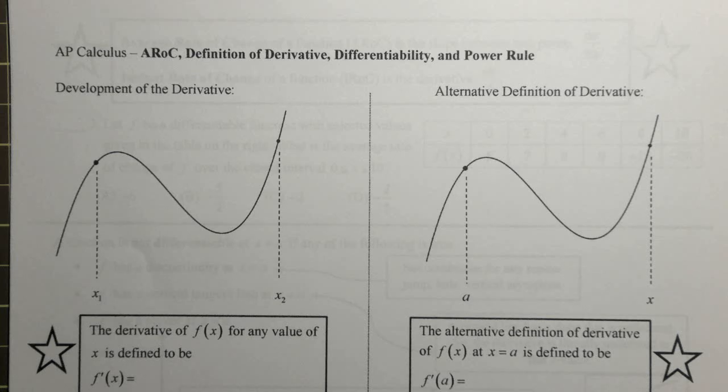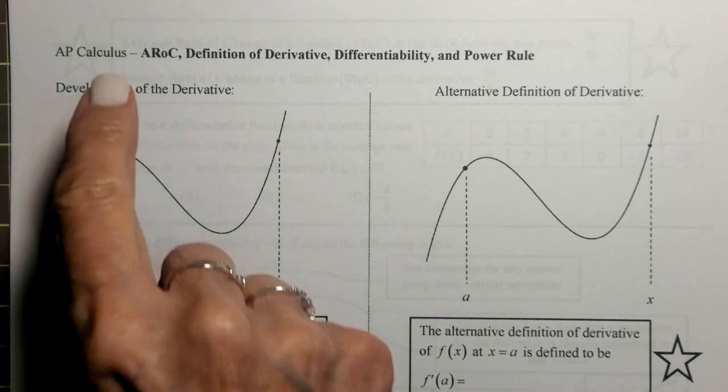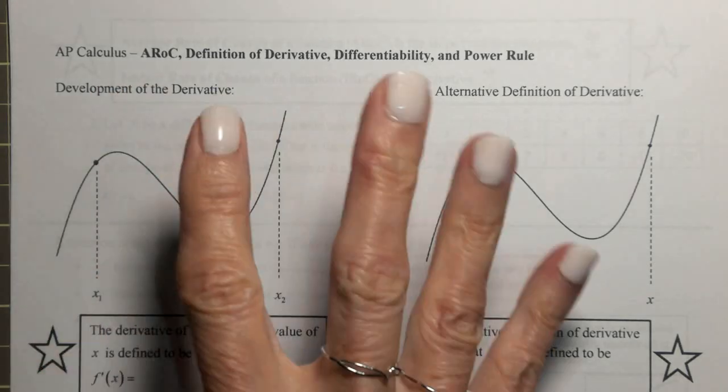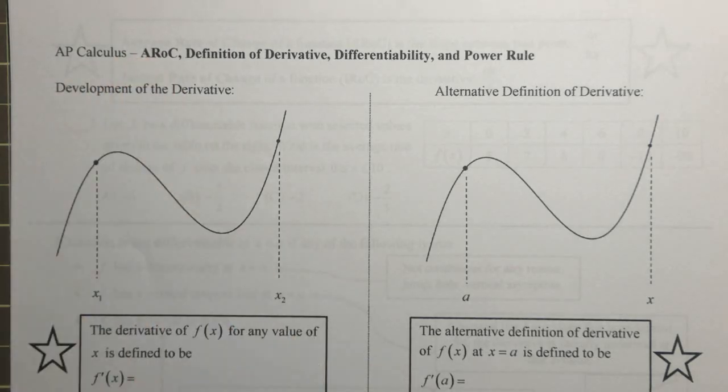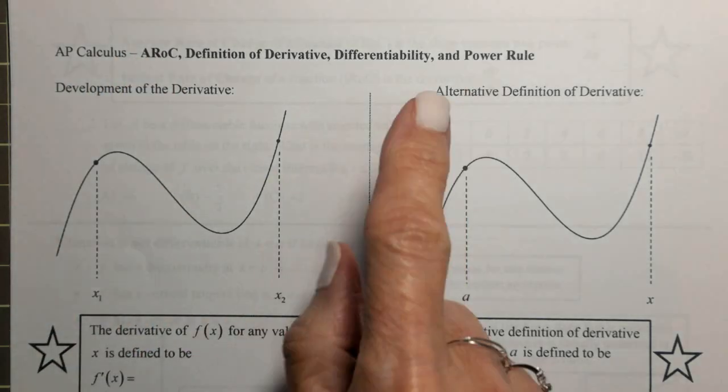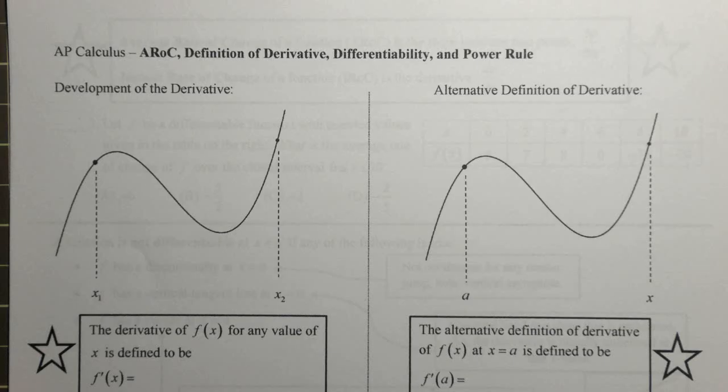Today we are reviewing some more things from pre-calculus. All of what we're doing today is a review from what we did in pre-calculus. We're going to start with the definition of derivative, and then we're going to do average rate of change, differentiability, and we'll end today with the power rule for derivatives.